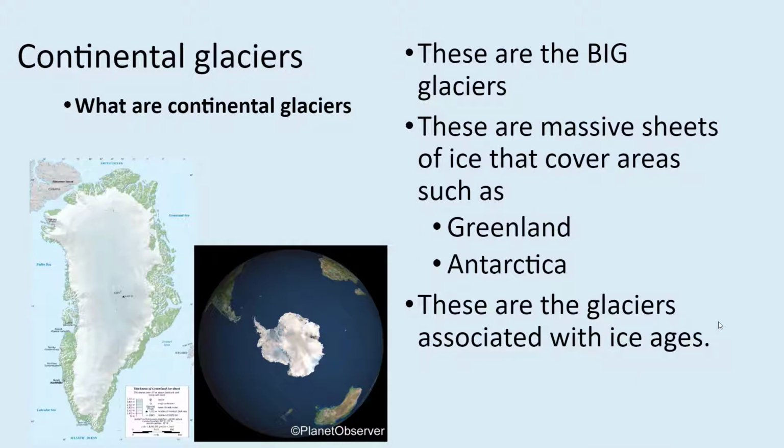All right, so let's talk about those continental glaciers. These are the big glaciers. Again, these are the ice sheets. These are massive sheets of ice that cover areas. In this case, you guys, we only have two ice sheets on the planet now. They are Greenland and they are Antarctica. These are the type of glaciers you should be thinking about when you're talking about ice ages. When you think of an ice age, and we will talk about ice ages in the future in this class, you're thinking about these massive sheets of ice.